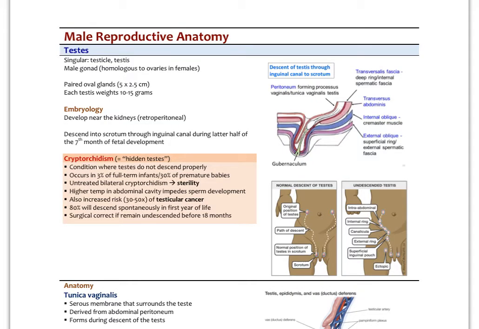So found within the scrotum are the testes. Again, singular is testicle or testis. These are homologous to the ovaries in females. They're paired. Each one weighs about 10 to 15 grams.